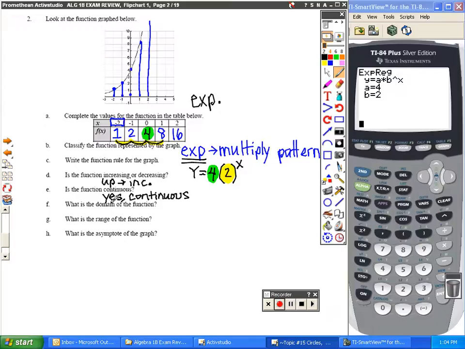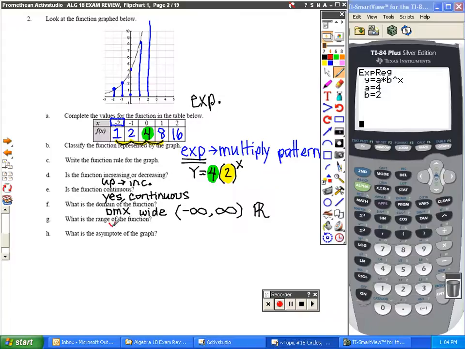What is the domain? A domain, just like the wrapper, domain means x, and what that means is how wide a graph is, and this graph goes forever in both directions. So you can kind of write that a couple different ways. You can say that the domain is from -infinity to +infinity, or you could say that it's all real numbers, because the graph goes forever to the left and forever to the right.